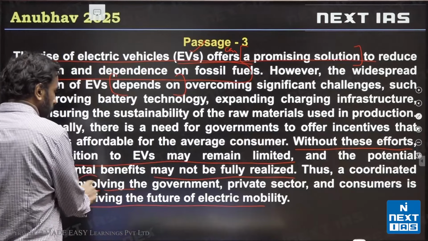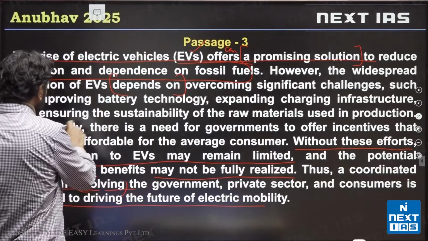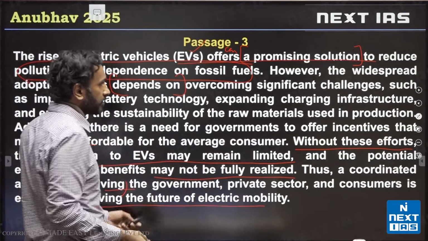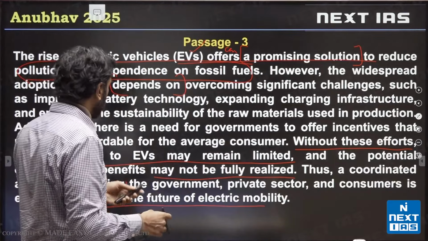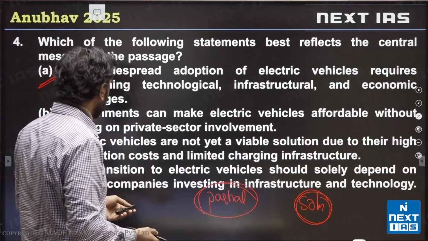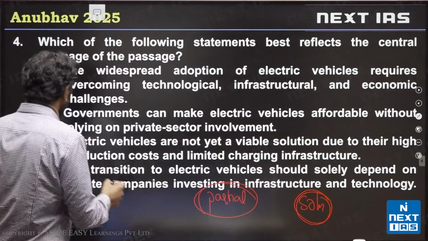A coordinated approach is required. This is the future of electric mobility. We are told throughout the second half of the passage how EVs should be provided some support through the government or through some rules or regulations. So nothing in option C tells us how to solve this.